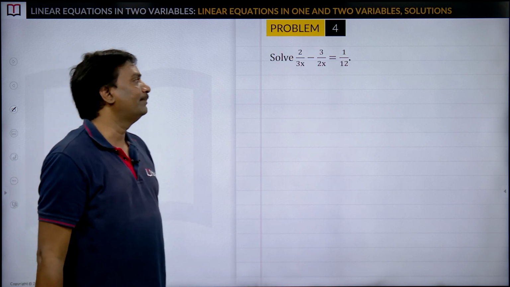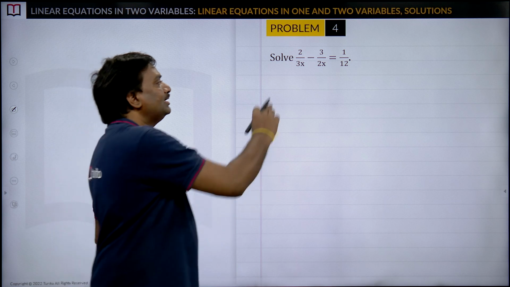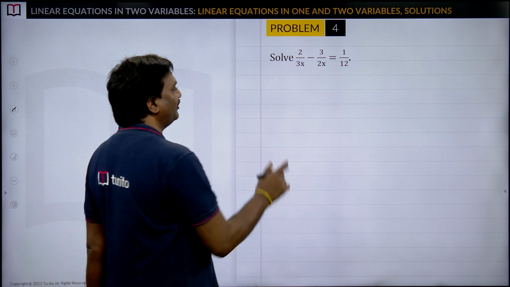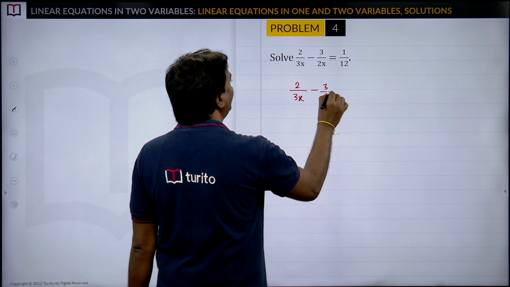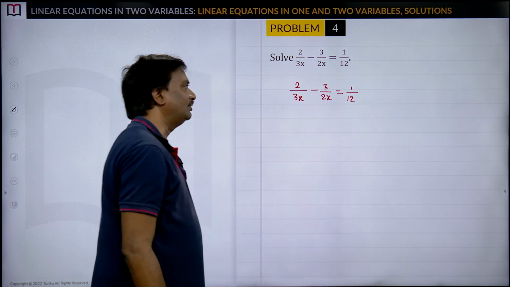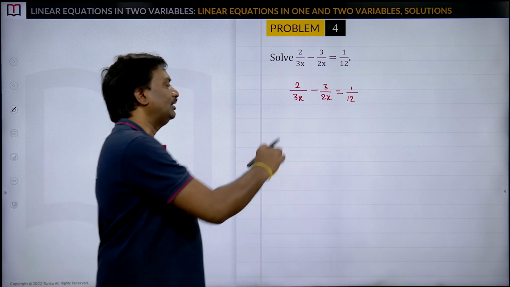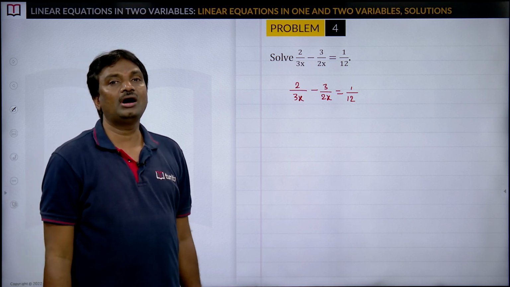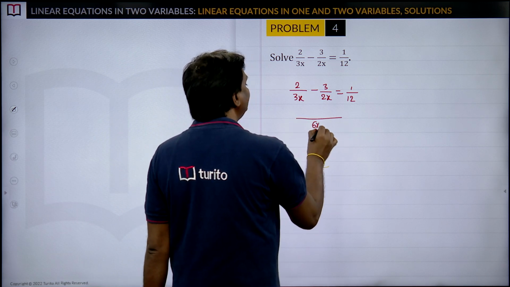Solve 2 by 3x minus 3 by 2x equal to 1 by 12. Just like the previous problem, here the denominators are 3x and 2x. Only x is common, 3 and 2 are different. Again, by taking the LCM of 3x and 2x, x is common. For 3 comma 2, the LCM is 6. So, we can take 6x as LCM.